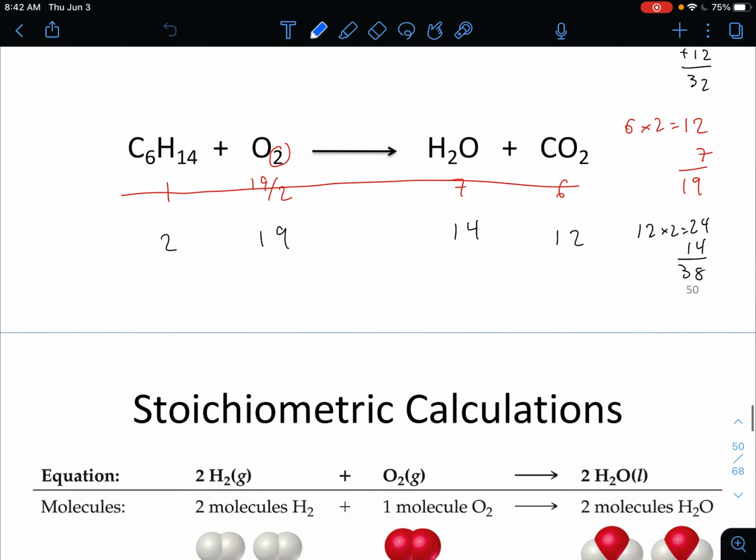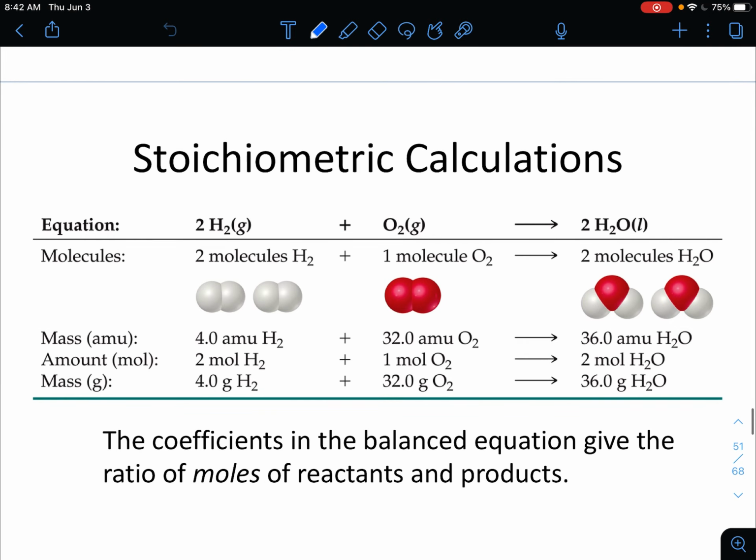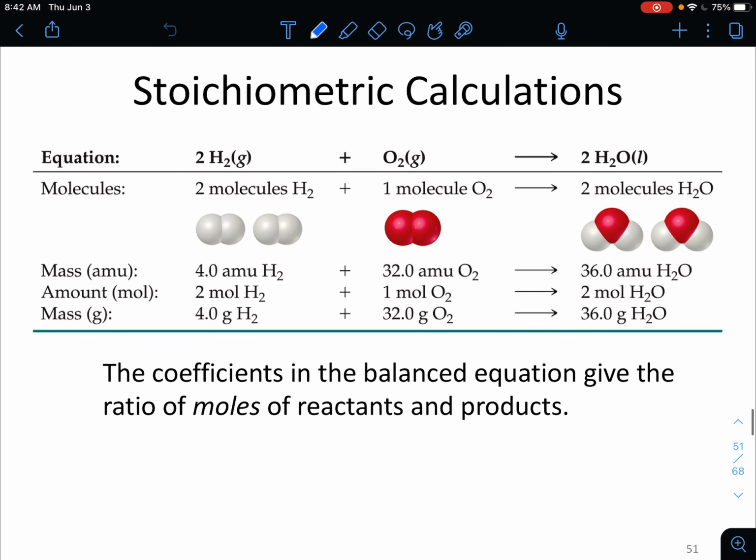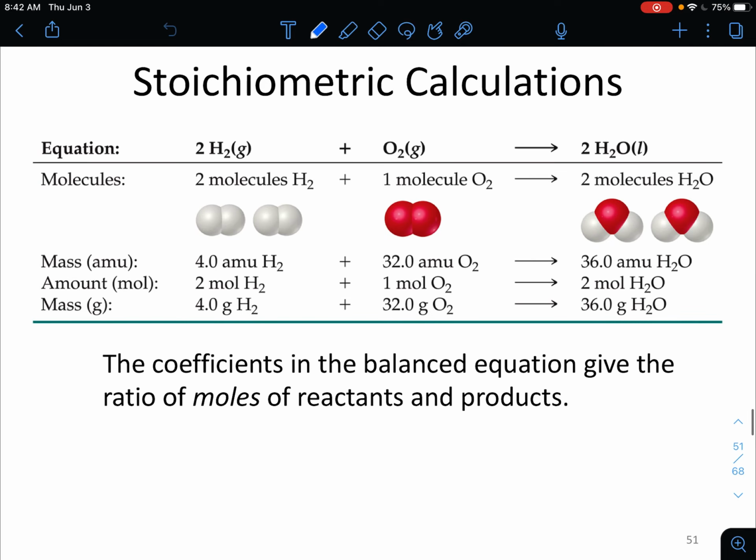So the next thing that we want to be able to do is use a balanced equation in order to figure out mass amounts of product that are going to form. So on this slide, we're kind of expressing our balanced equation in a bunch of different ways, and we'll focus on what this all really means.